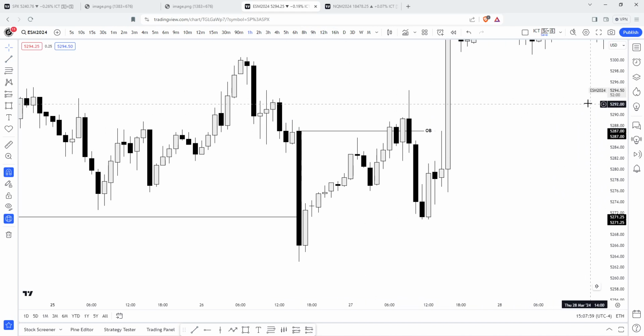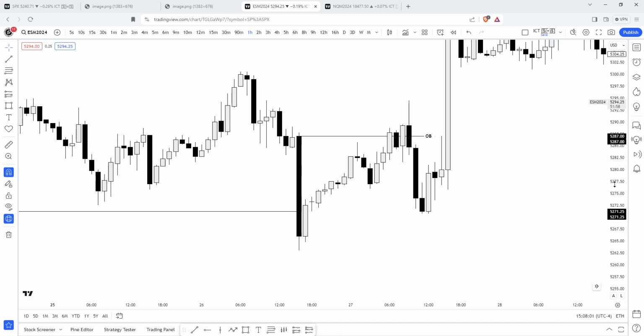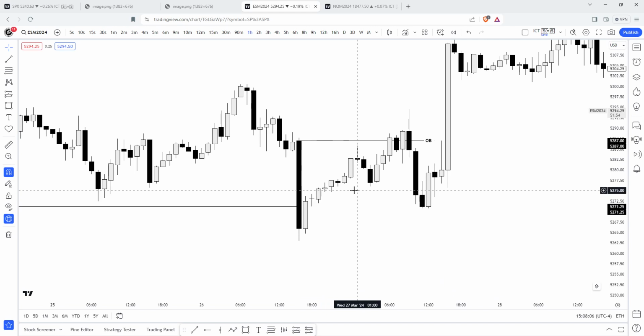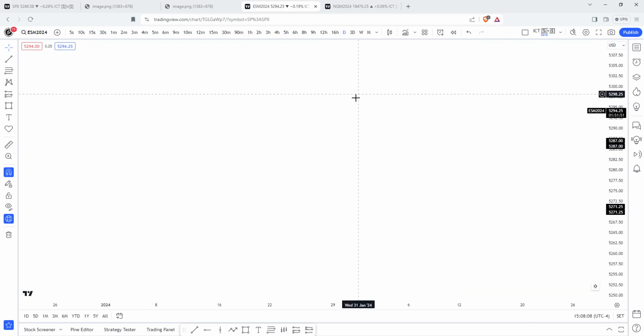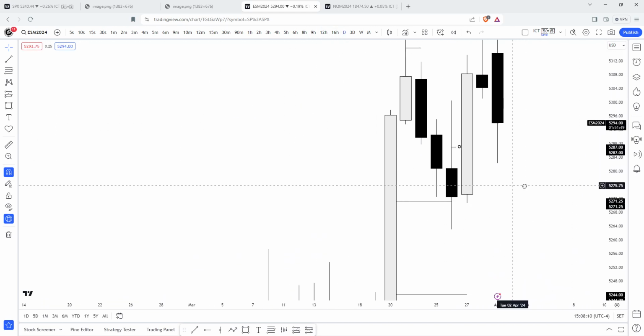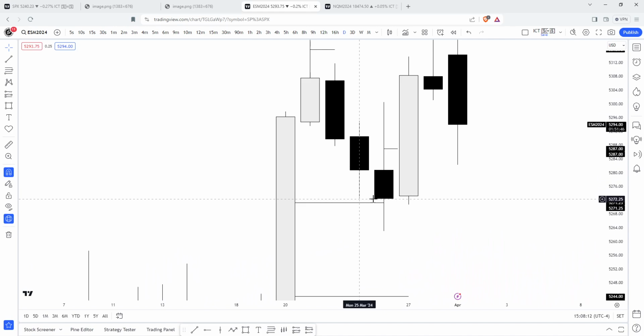In this example, I'm using the 1-hour as my higher time frame bias. Why? Because I don't see anything yet on a daily time frame. If I'm just looking at a daily, we did take out the previous day's low. That's the only thing that I would look at on a daily time frame.